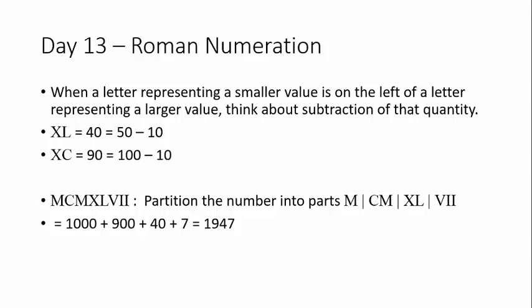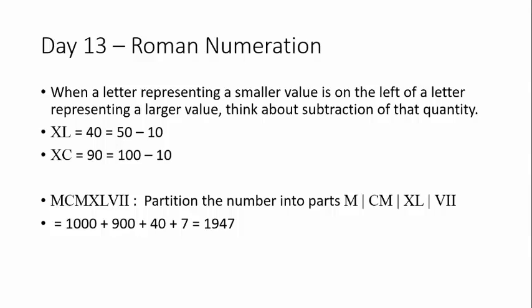Let's look at this Roman numeral and talk about how to determine its Western equivalent. MCMXLVII. We want to partition the number into parts. All right, so you have M, and then we make CM another group because that's a smaller quantity on the left of a larger one. And then the next group is XL, for the same reason. X is a smaller quantity than L. And then finally VII.